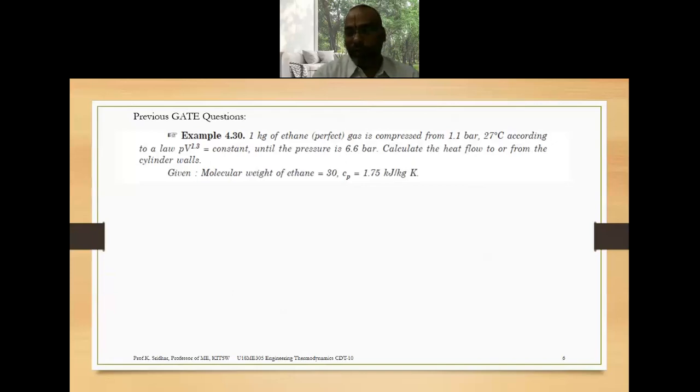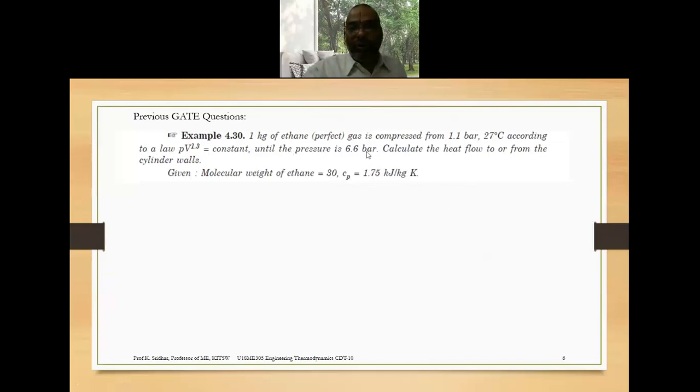1 kg of ethane gas is compressed from 1.1 bar and 27 degrees centigrade according to a law PV to the power of 1.3 is equal to constant. How can you identify whether a problem is constant volume, constant pressure, constant temperature, adiabatic or polytropic? Based only on this important clue, PV to the power of 1.3 is equal to constant, which resembles PV to the power of n, where indirectly n is given as 1.3. That is the polytropic index value, given as 1.3.